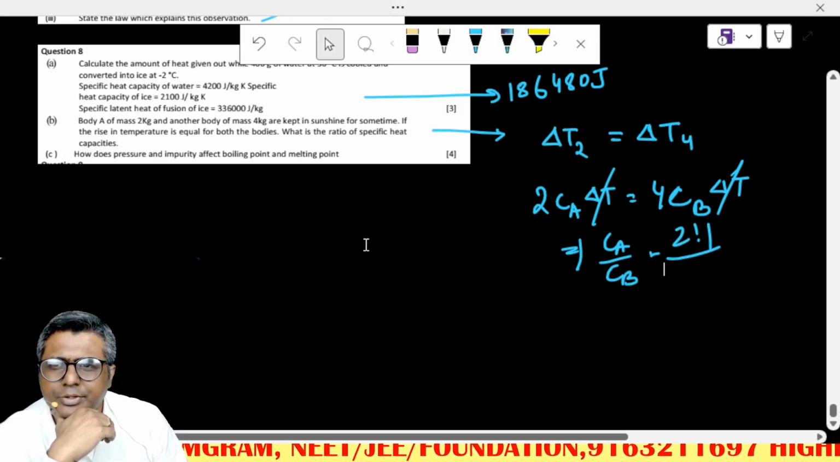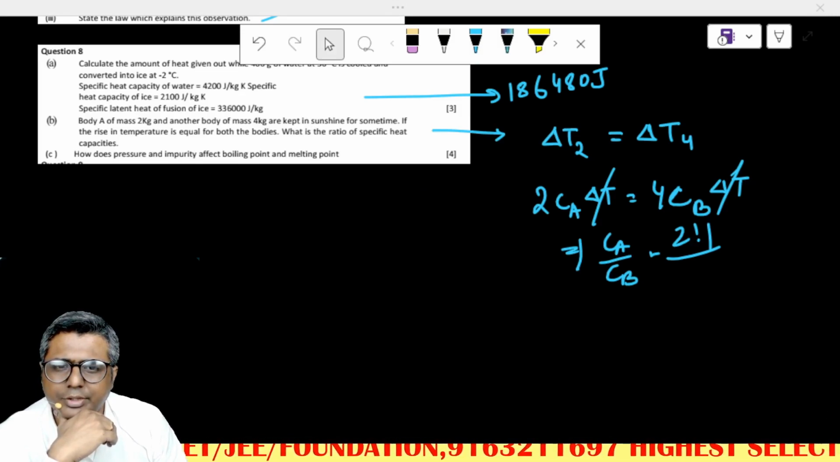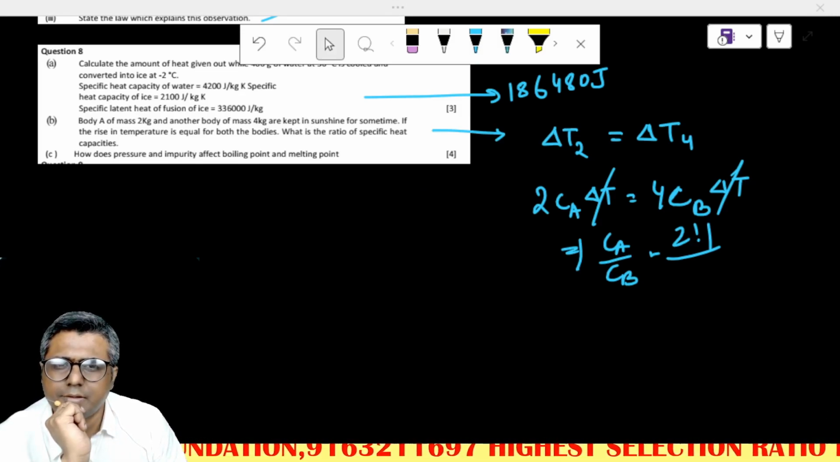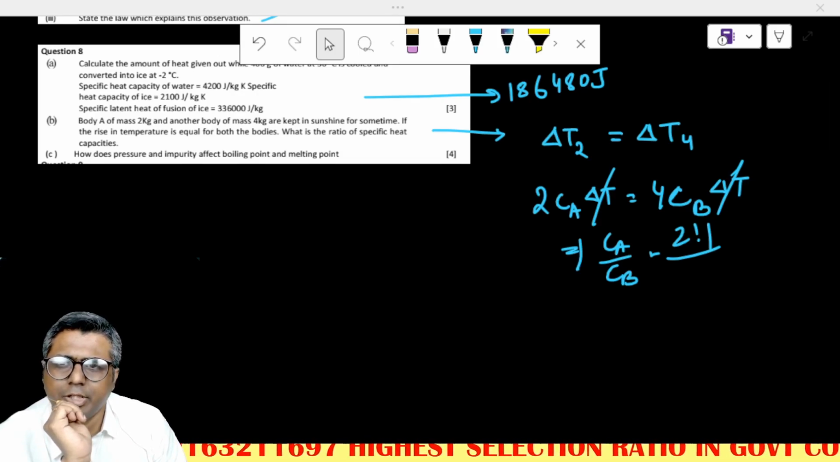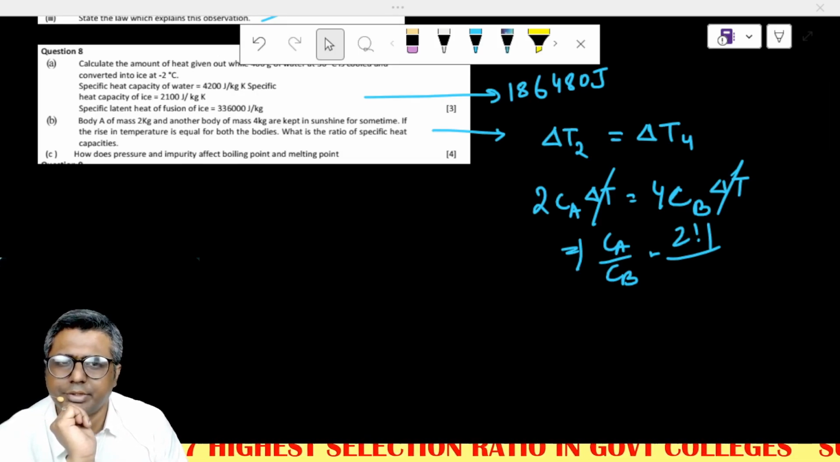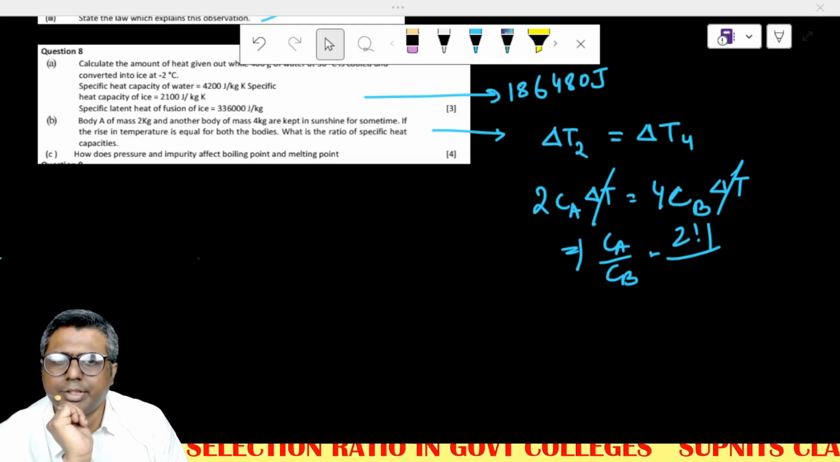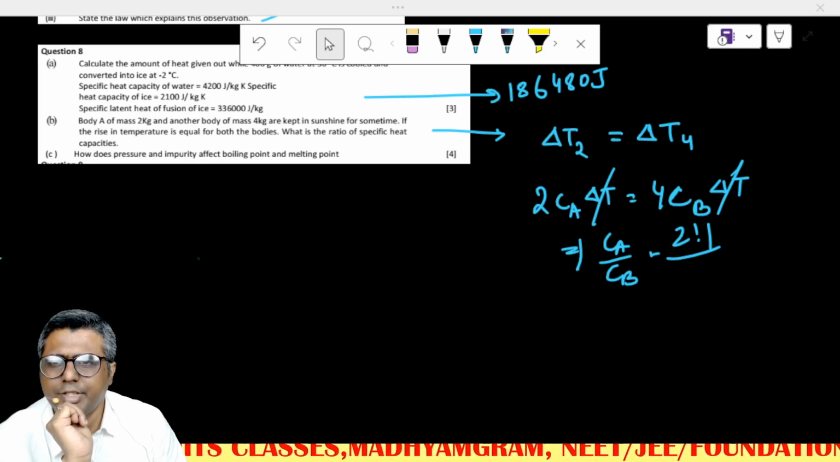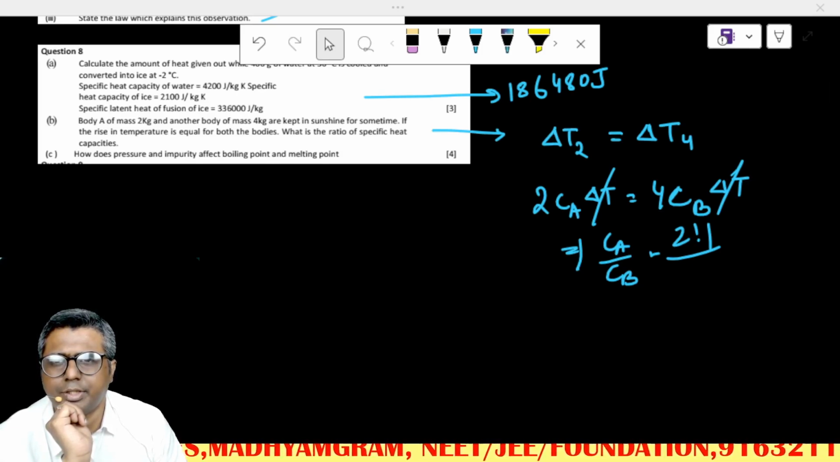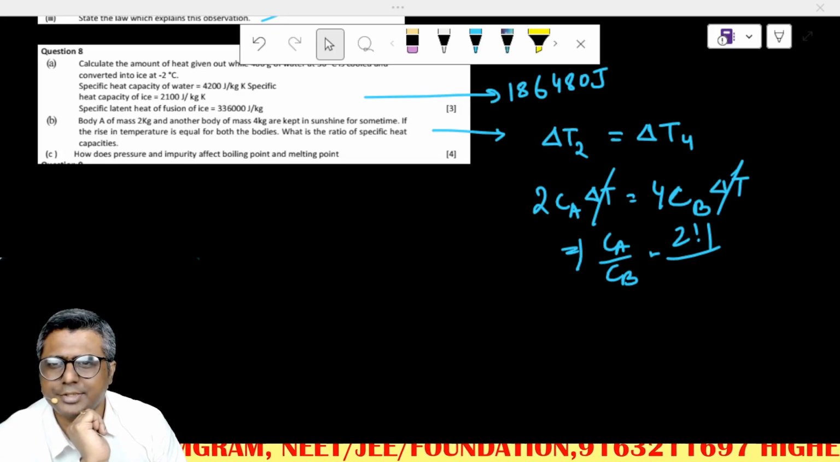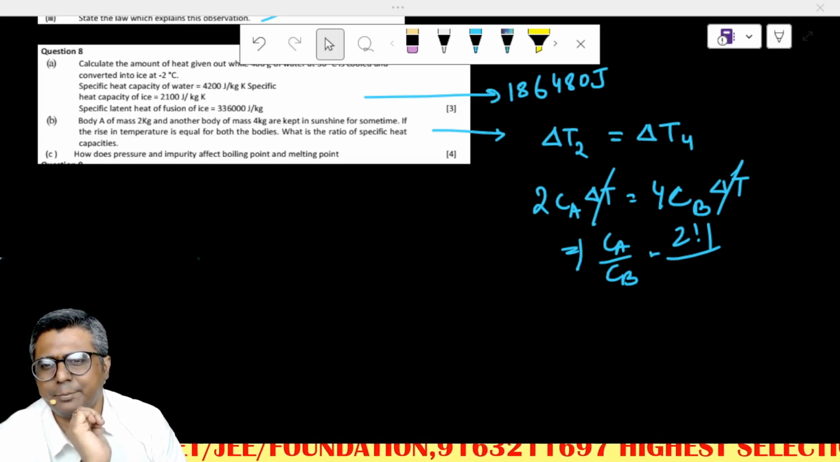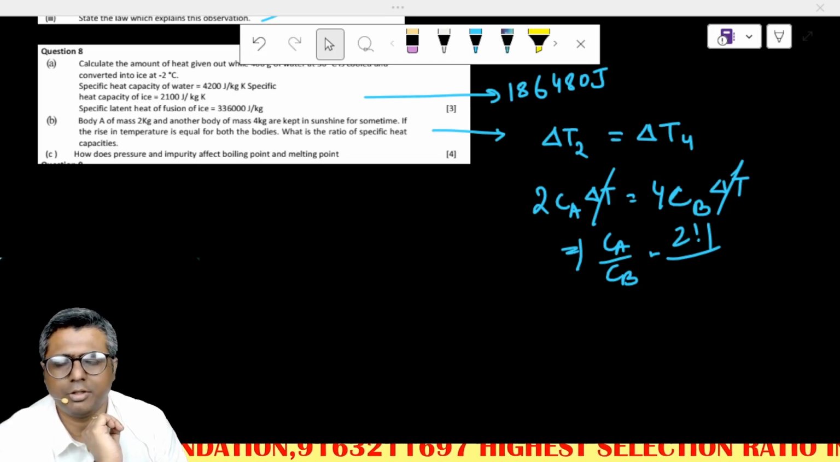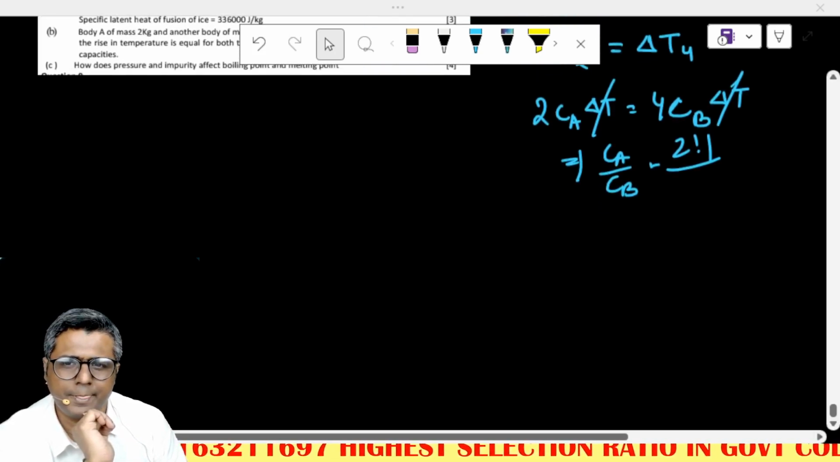How does pressure and impurity affect the boiling point and melting point? So if you consider water, then pressure increases the boiling point, impurity also increases the boiling point. And in case of melting point, if impurity increases, melting point decreases, and if pressure increases, melting point decreases. So it is just the opposite. Okay, elevation of boiling point, depression of freezing point. Boiling point will increase, melting point will decrease. Boiling point will always increase in case of water.